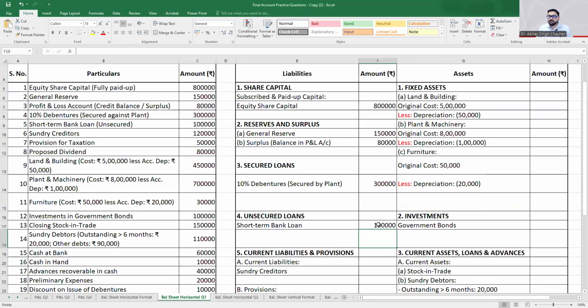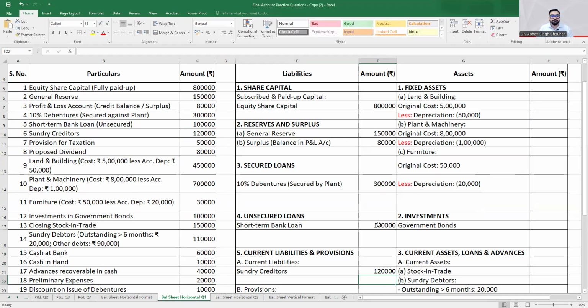Then see, we have sundry creditors, point number 6. In sundry creditors, the amount is 1,20,000. Sundry creditors are a part of your current liability, so we'll put this under the category of current liability. So under the current liability, we have sundry creditors. We'll put equals to and click on this tab. Yes, so we got the value of 1,20,000.